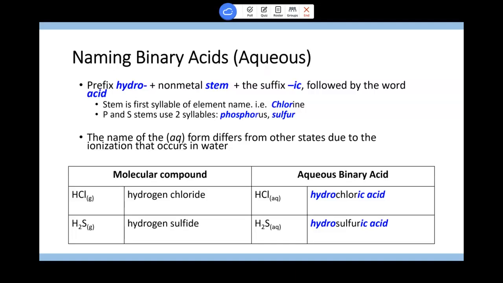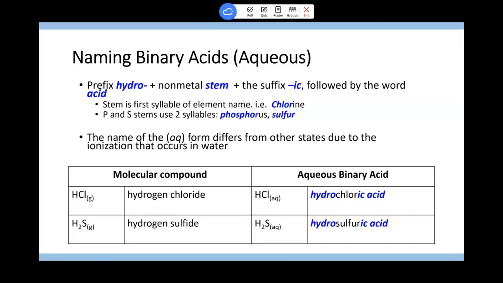But if these two are present in solution, so aqueous now, they follow different naming rules because now these are acids. They're able to donate a proton. We have gases. These gases, we don't really do acid-base reactions in gas form. We do them in aqueous form. So we use different names when these molecules are aqueous.